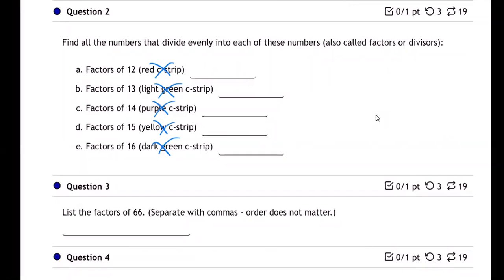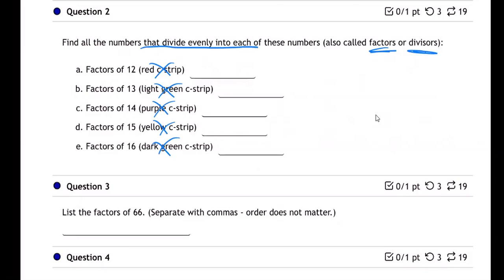I'll show you a few manipulatives later in the course, but for now, especially in this virtual environment, we're not going to be able to do that very effectively. So just ignore that part, just deal with the numbers. Factors of 12. What does that mean, factors of 12? Well, factors and divisors, they're numbers that divide evenly in.